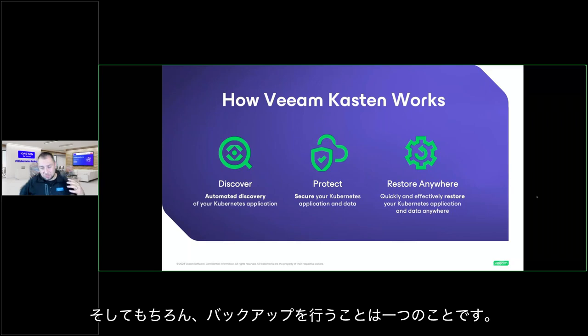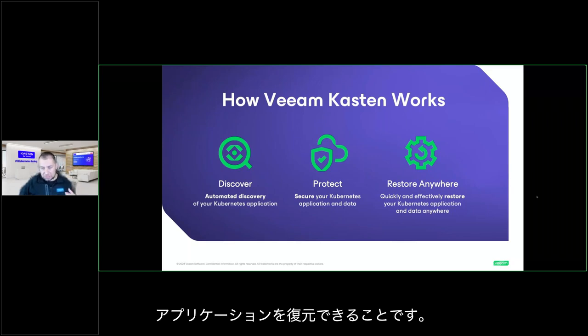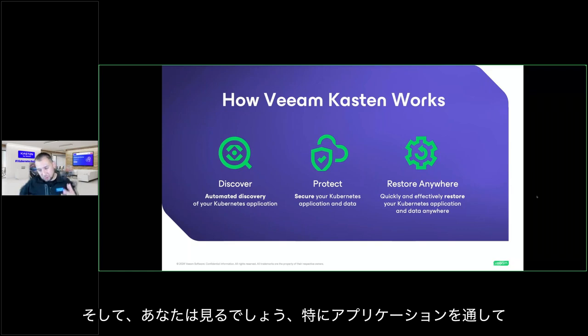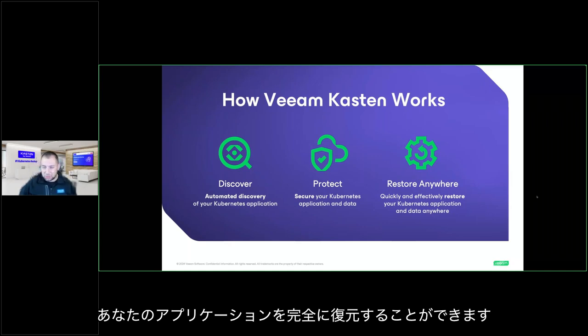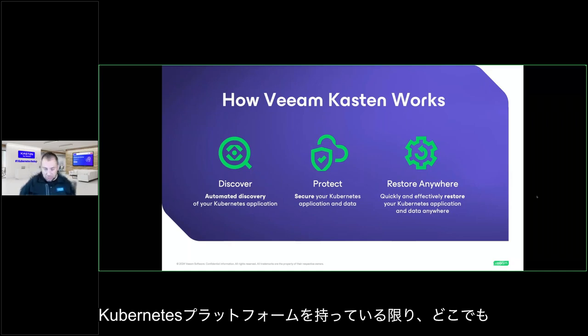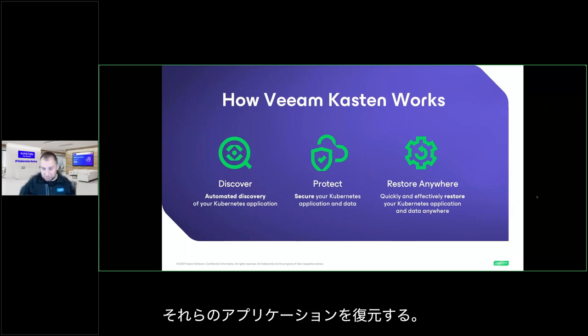And of course, doing the backup is one thing, it's great, but the most important thing is to be capable to restore your application. It doesn't matter what happened. And you will see, especially through the application mobility use case, that Veeam Kasten is capable to restore your application absolutely anywhere, as long as you have a Kubernetes platform to restore those applications.